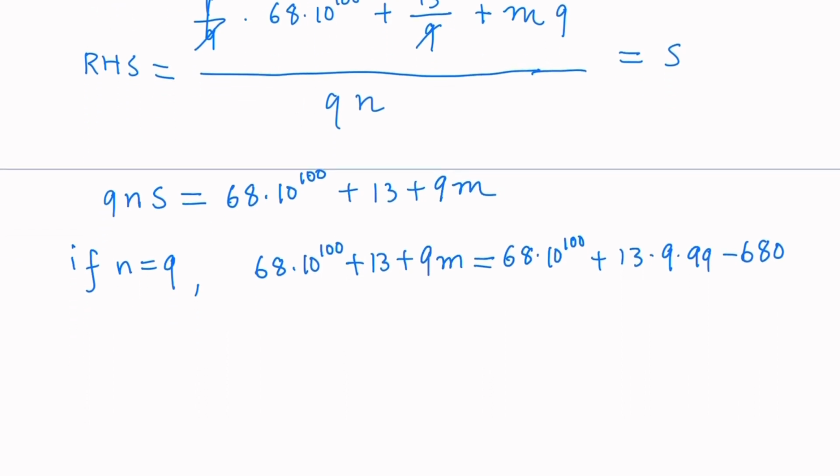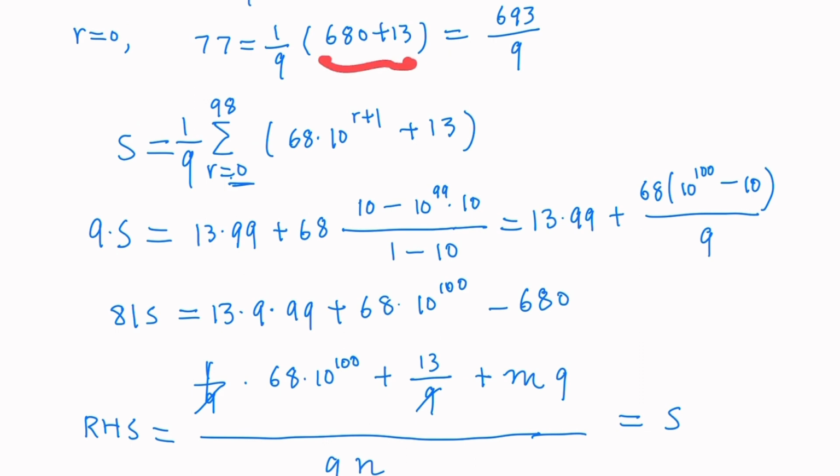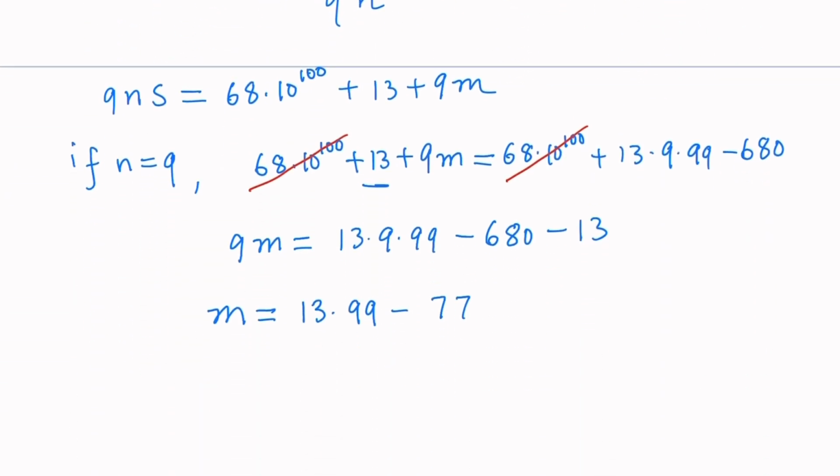So what we can do is this term cancels, and this term would cancel. Then we can further combine the terms here. We're going to have 9m equal to 13 times 9 times 99 minus 680 minus 13. Now you can divide both sides by 9, so m would equal 13 times 99 minus this whole thing divided by 9, which is 77, as we noticed earlier. Earlier we did this math here. This is exactly 77.